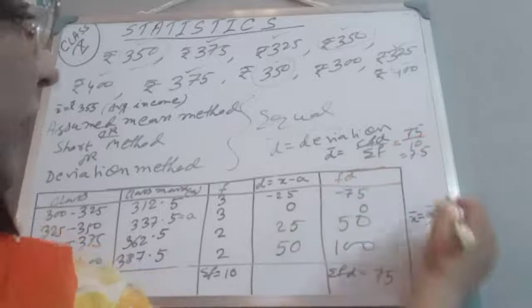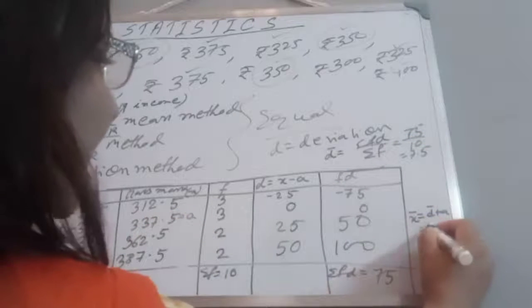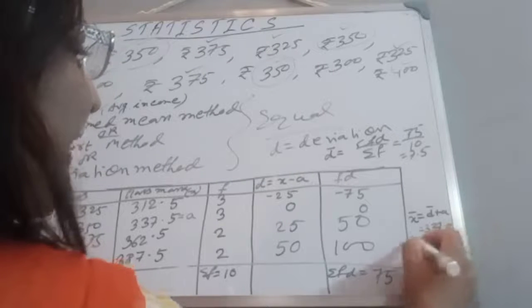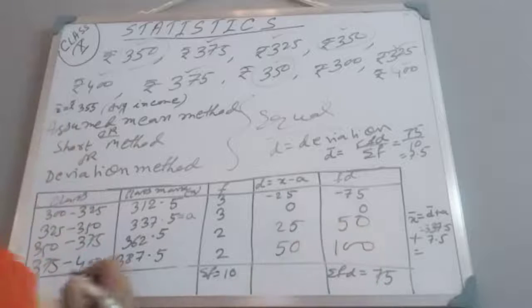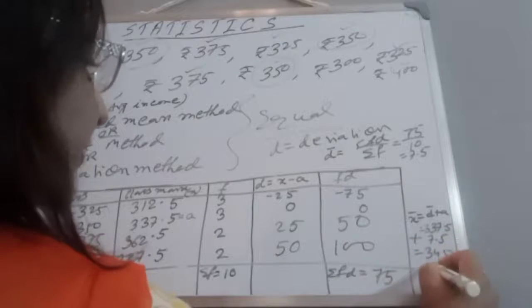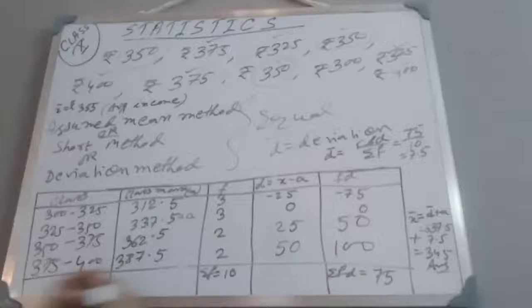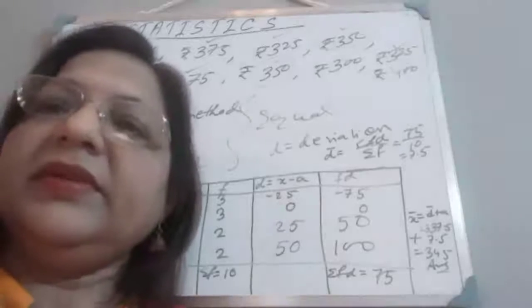D bar equals 7.5 and A means 337.5. Just add these two, 337.5 plus 7.5. What will we get? Again we will get 345. This is the answer from the deviation method. Okay, the next method is coming in the next video.